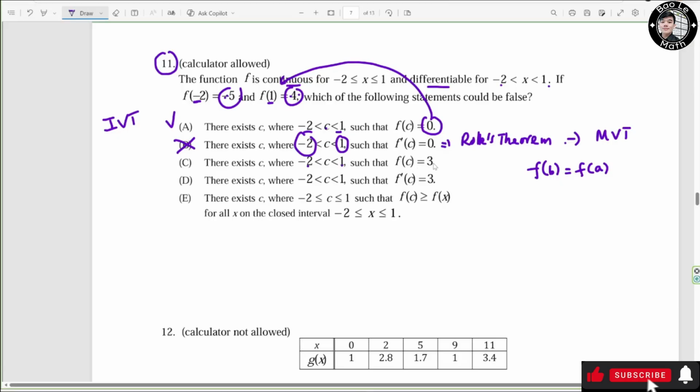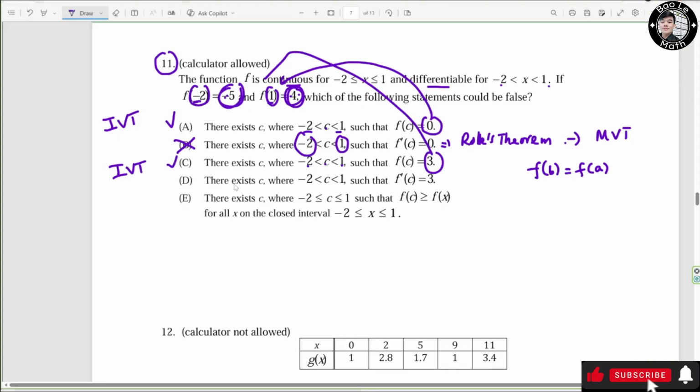Now C, there exists a number c where c is between -2 and 1 such that f of c equals 3. This is true by IVT, right? Because c is between -2 and 1, right? And then f of c is between -5 and 4, right? So this one is true by IVT.